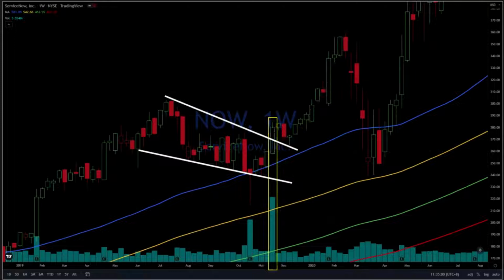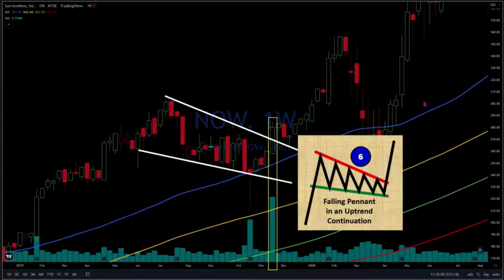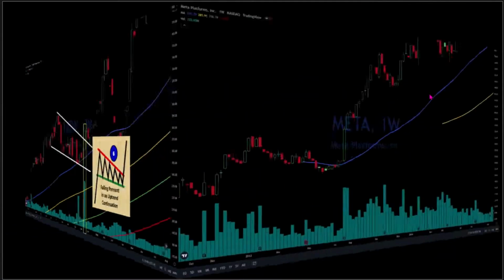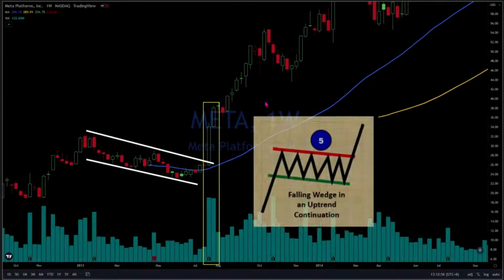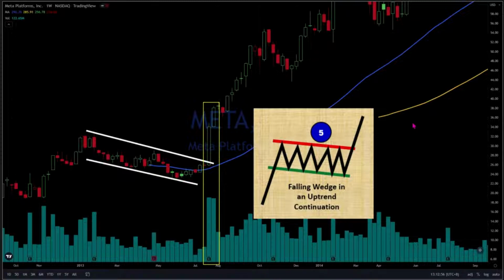All right, so here's one more example, with higher than average volume. I don't always use volume, but this is just one of the examples. And this is also a falling pattern in an uptrend continuation. So let's see more. Here again, you can see there's a breakout pattern, and you can see confirmation of volume spiking upwards. And this is a falling wedge in an uptrend continuation.